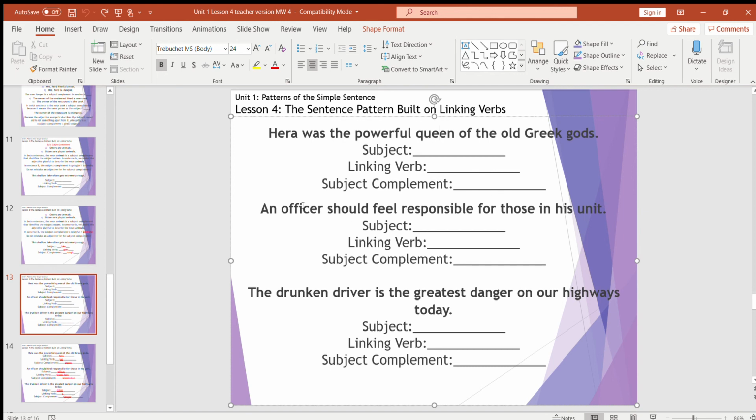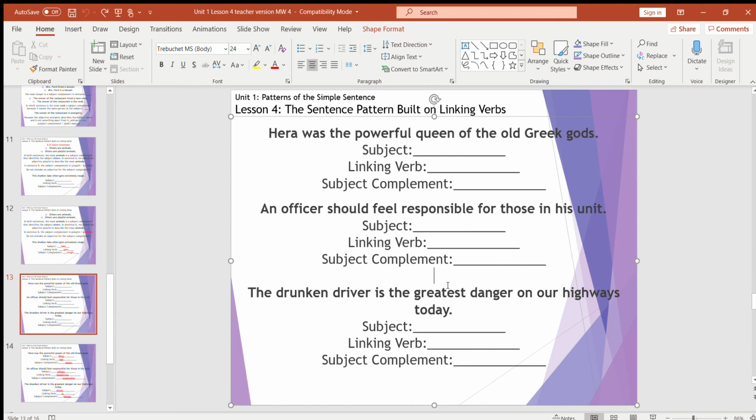Cool. An officer should feel responsible for those in his unit. So we want the linking verb. And there's actually two words here to put down as your linking verb. What are they? It is should and feel, right? So should feel. Who should feel? Subject: officer should feel. What should the officer feel? They should feel responsible. So officer should feel responsible. Which again, it sounds like a sentence when you find all those different parts.